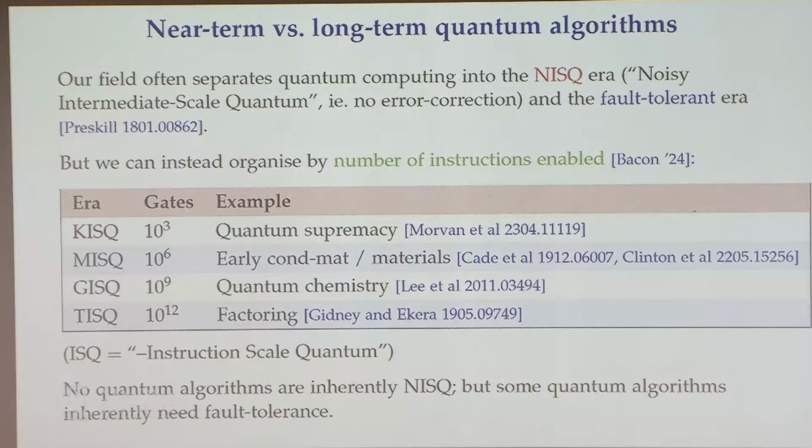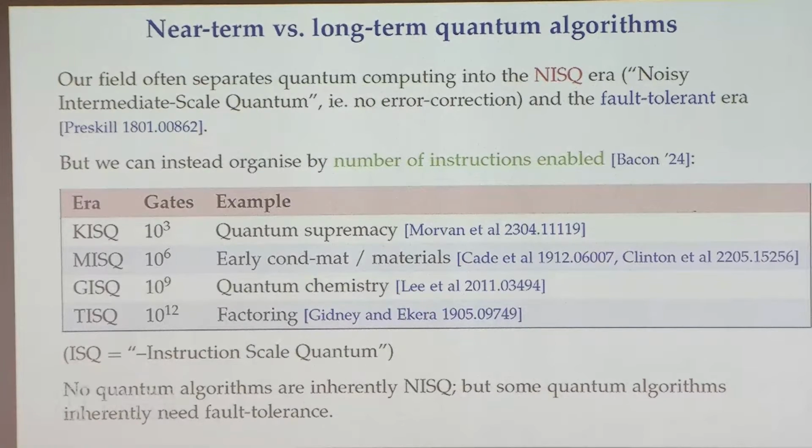And another point I'd like to make, which is a somewhat opinionated point, is that there aren't, I would claim, any quantum algorithms which are inherently NISQ algorithms, in the sense that they only run on NISQ quantum computers. They don't make sense later on. Basically, there are just algorithms which have few instructions in them, algorithms which are simple to run, and we can run them today. So that's often what people think of about these NISQ algorithms.